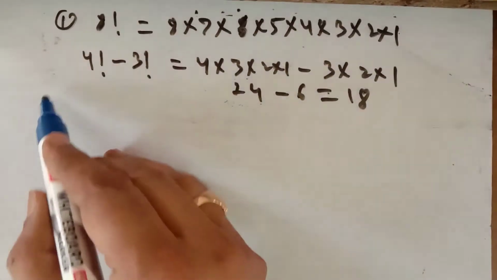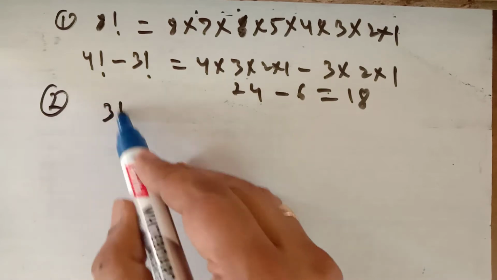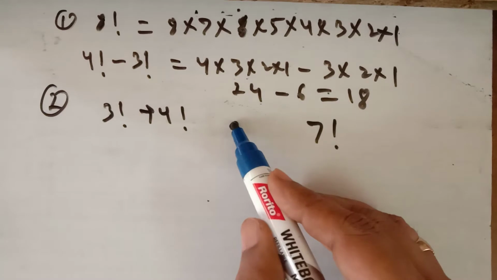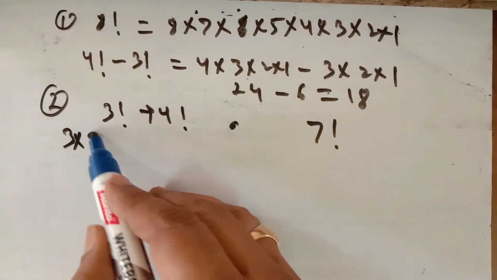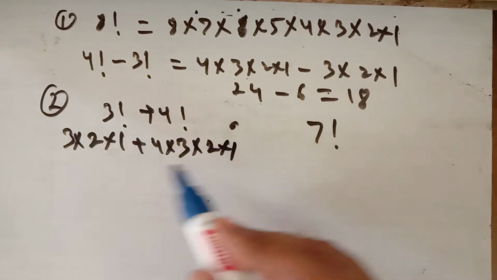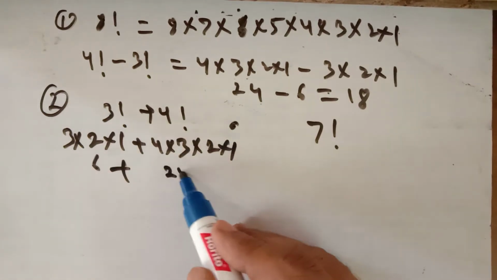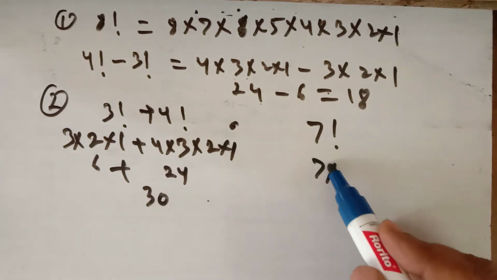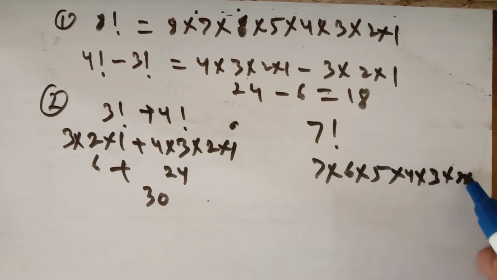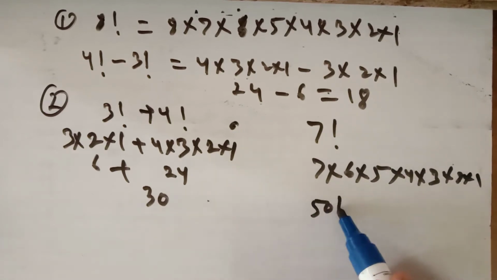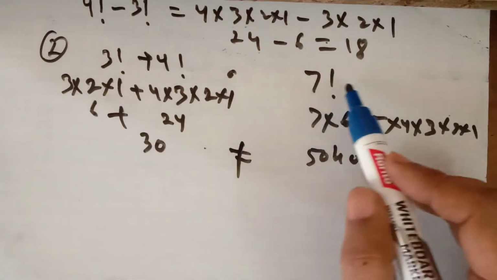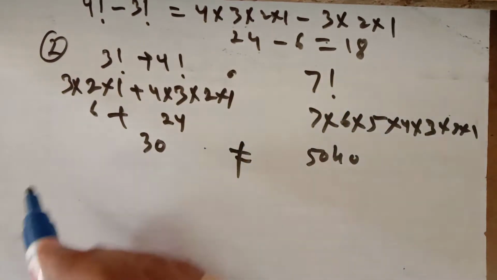In question number 2, it is a very simple exercise. 3 factorial plus 4 factorial, you have to find whether it is equal to 7 factorial or not. So you simply find the values. It is 6 plus 24, that is 30. And when you find 7 factorial, it is equal to 5040, which is not equal to this. So it means 3 factorial plus 4 factorial cannot be added like this.